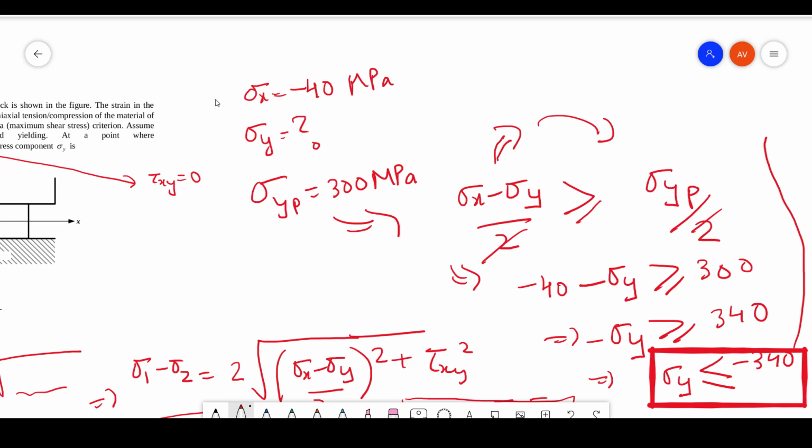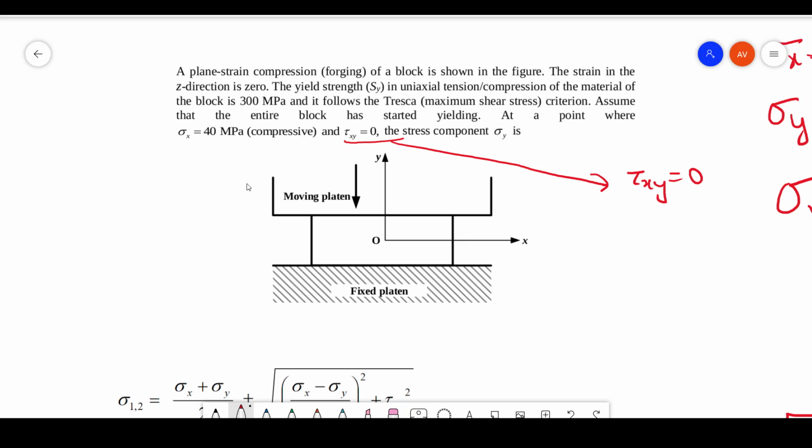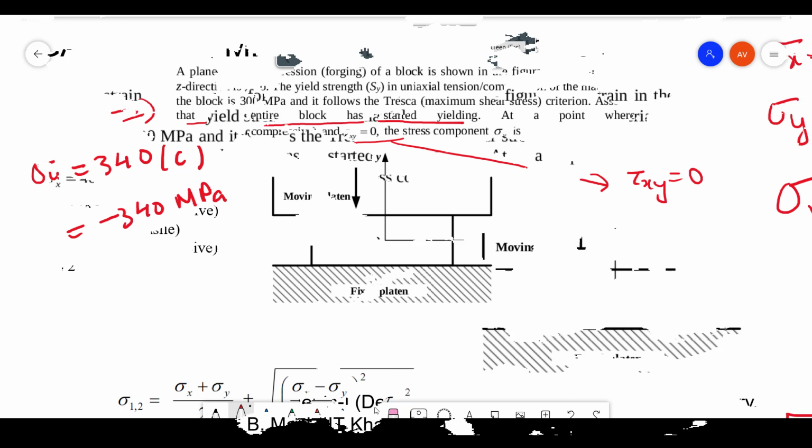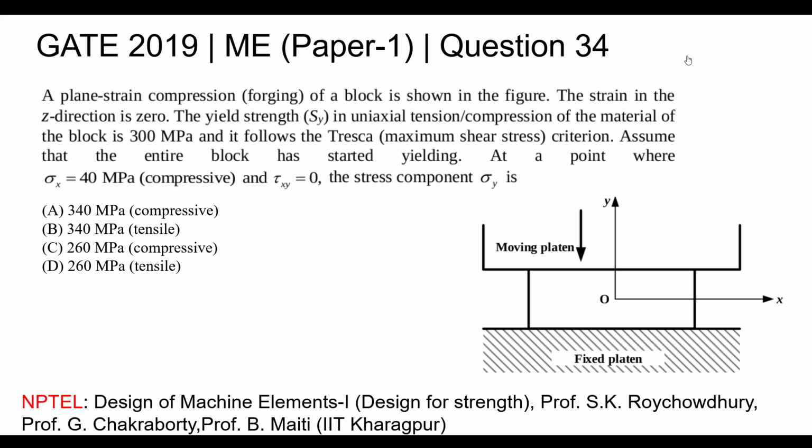So now let's further see the question. You can see here that it's given that your block has started yielding. That means the failure has occurred. So your sigma y will be equal to 340, which is compressive, which you can write minus 340. So let's check the options. You can see that option A is the answer with 340 MPa compressive.